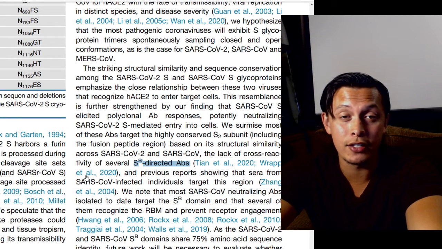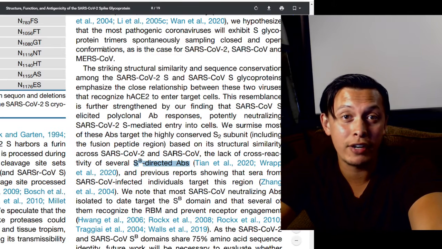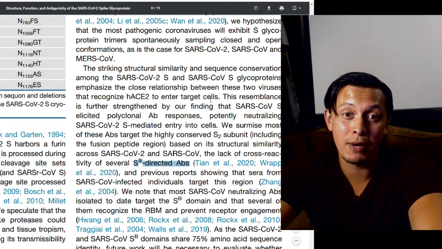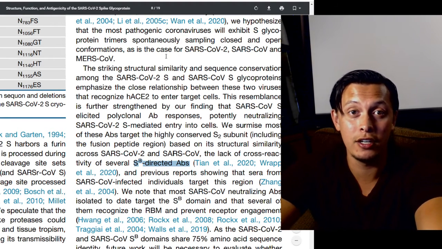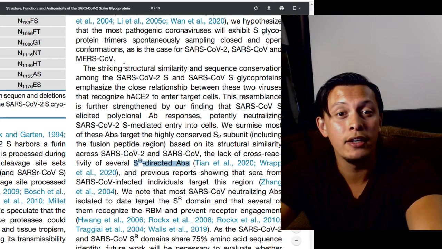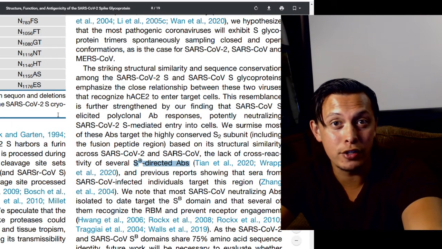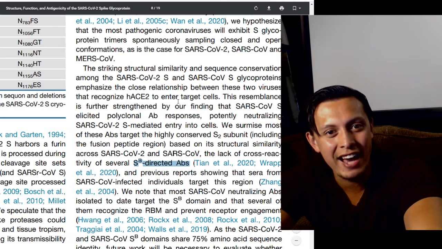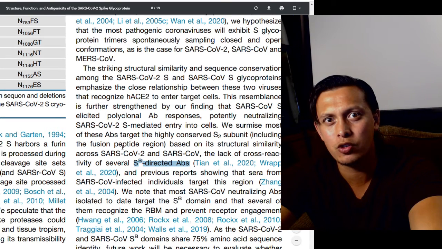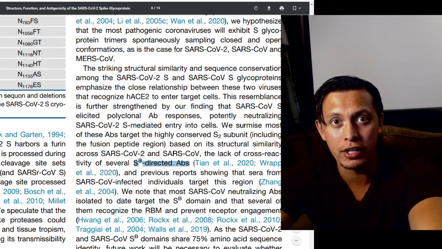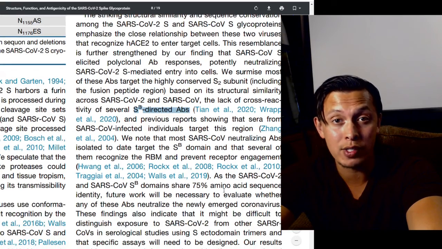So what they're saying is if you create a lot of different antibodies, a lot of those antibodies are probably going to target the fusion peptide, and by targeting the fusion peptide of one, that is most likely what's going to afford cross-reactability with the other coronavirus spikes.